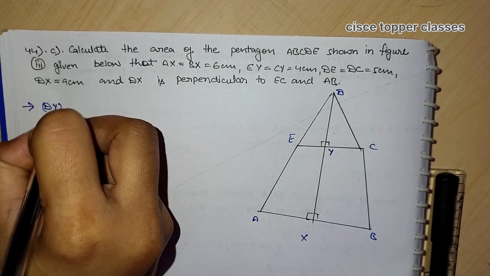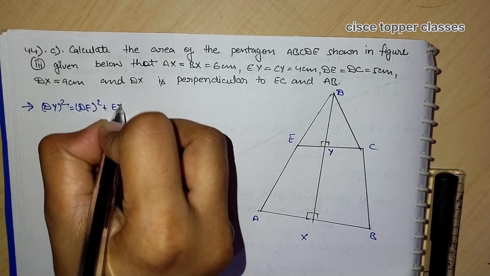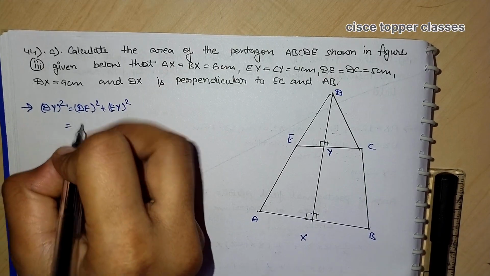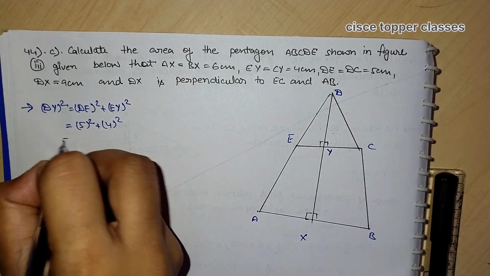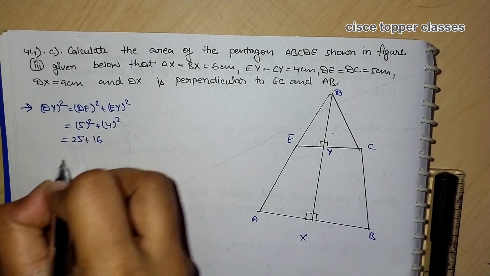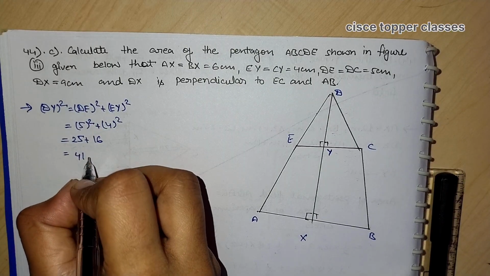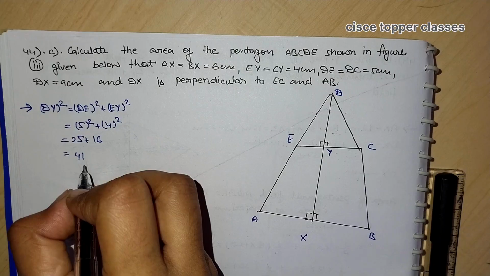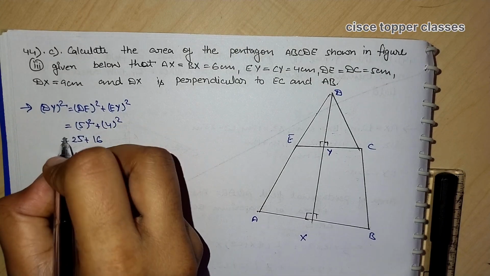So DY square is equal to DE square plus EY whole square. So DE will be 5 whole square plus 4 whole square. So 25 plus 16, so here 41. So 25 minus 16. Sorry, it went wrong here.